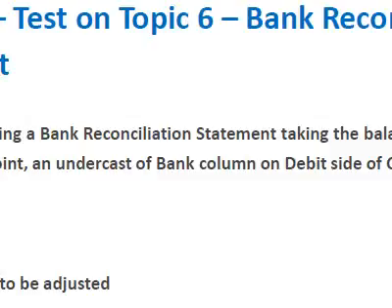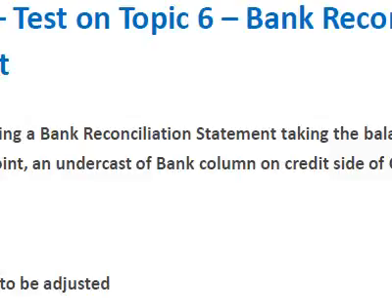While preparing a BRS, taking the balance as per the cash book as the starting point, an undercast of bank column on the debit side of cash book. Okay, so the debit side of the cash book records all the receipts of checks. So there is an undercast, which means that the balance as per the cash book is less. So we have to add the undercast to arrive at the correct balance of cash book.